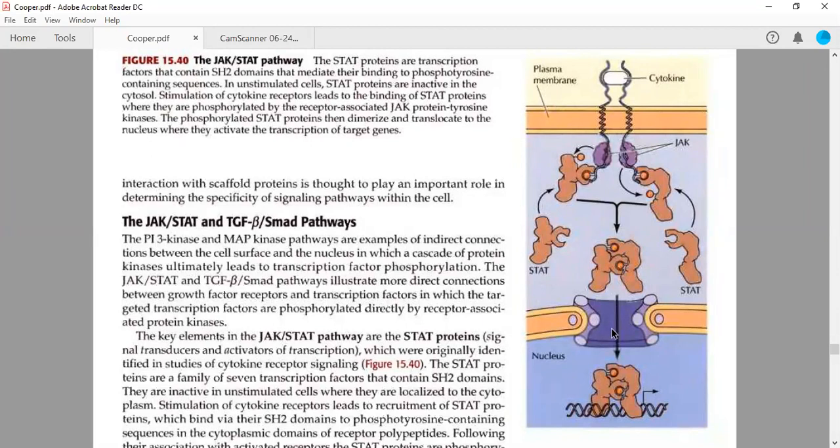Then this dimer will be translocated inside your nucleus, and in the nucleus they will bind to certain response elements on DNA, leading to the transcription of certain target genes which are under direct regulation of these STAT transcription factor proteins. So this is very simple to understand, and I hope it is very, very clear to you all how this kind of signaling happens.